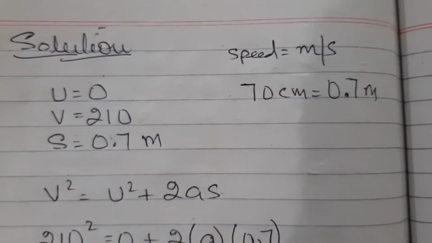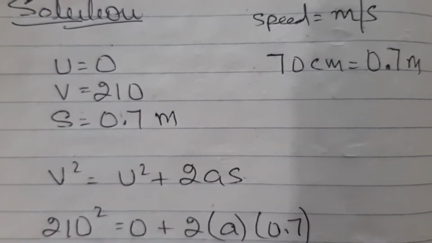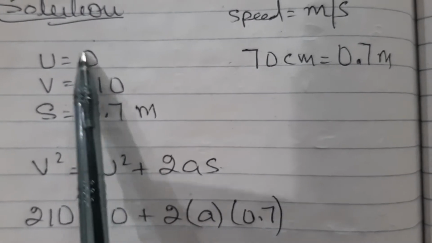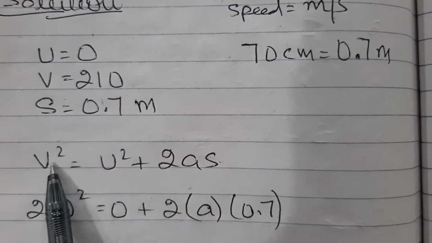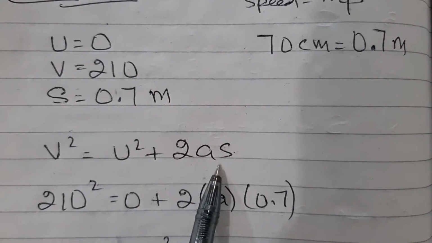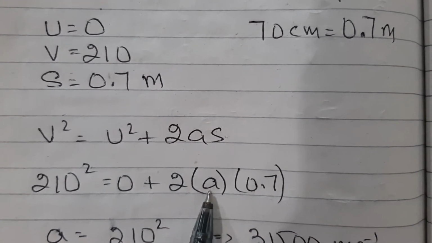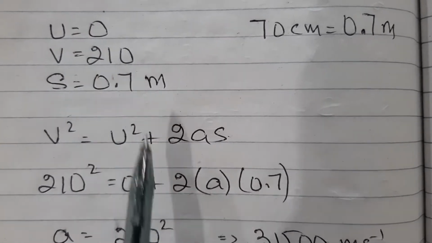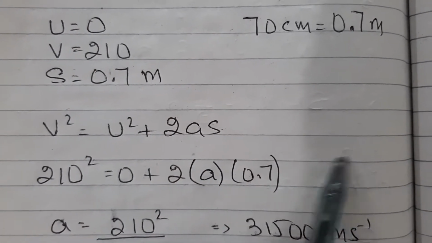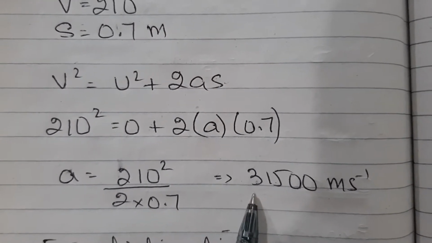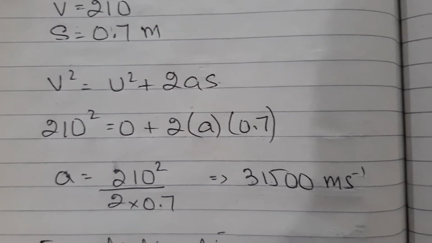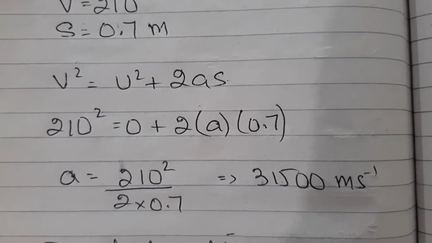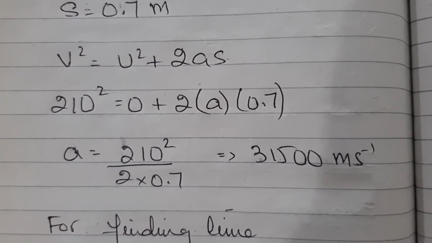Now question was talking about what to find out. Question was asking find out acceleration and time, right? So if I look at this information which is given to me here, using this formula V square equals U square plus 2AS, I can find out acceleration easily. So I'm just plugging in the value of V 210, initial velocity is 0, distance is 0.7 of the barrel, right? So acceleration is 31,500 meter per second squared. And common sense says that yes, it should be very high because we know the bullet comes out with very fast velocity. Definitely it has very high acceleration at that time.